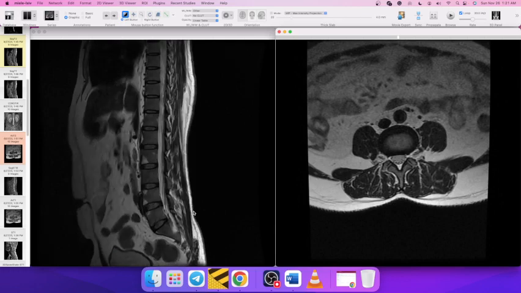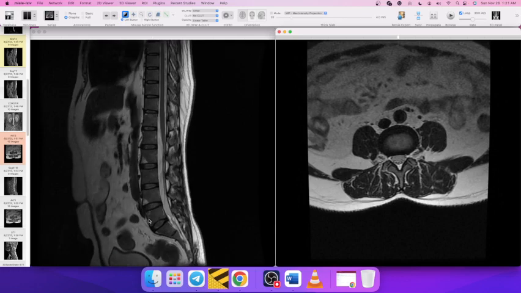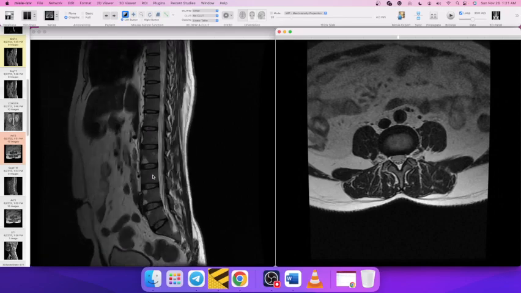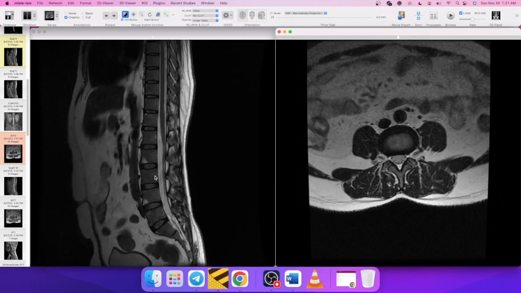So the report will be that there is loss of lumbar lordosis, there is disc desiccation, and there is just a mild posterior disc bulge at this level and at this level. And we can see some fatty degenerative changes. That's all in this case.